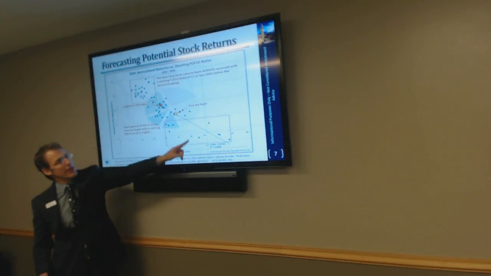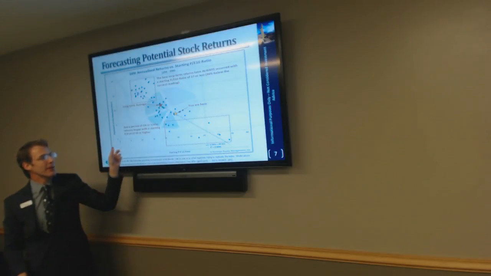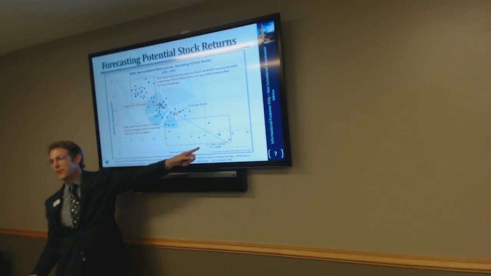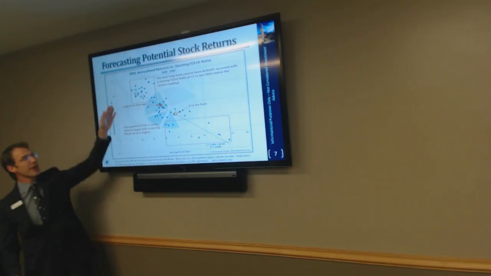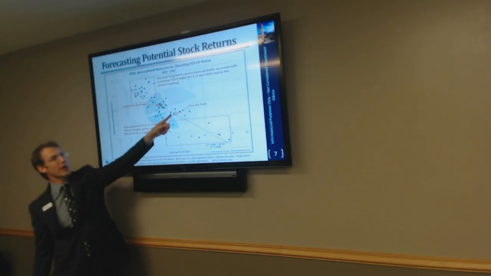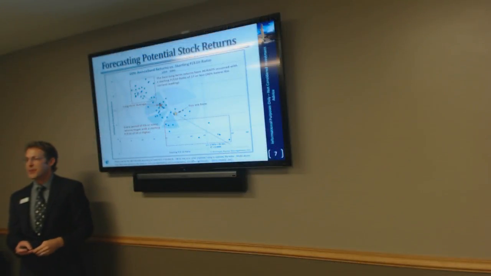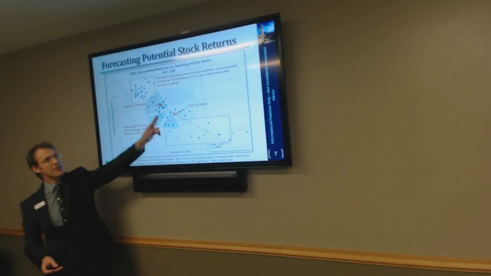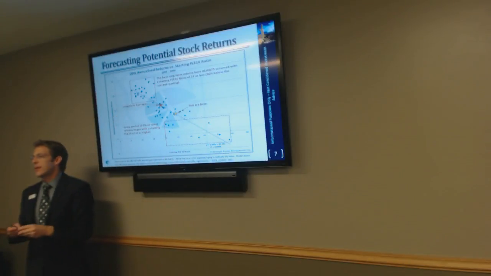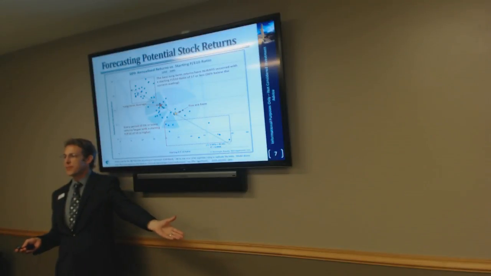And you can see here, there's a downward sloping line. Here's your starting price earnings ratio across the bottom. Here's your 10-year return. So you could pick a point. Here's the average. About a 10% long-term return, starting PE ratio right around 17. That's your average. What this chart tells us is the higher the valuation, the lower your expected returns are.